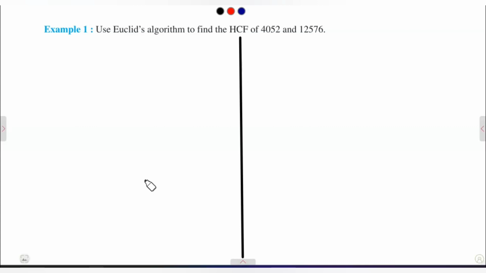Hello everyone. In my previous video, we discussed Euclid's division lemma, theorem 1.1. In connection to that, today let us do some example questions based on this Euclid's division lemma. This Euclid's division lemma is often called Euclid's algorithm also, as lemma and algorithm are closely related words. You can use algorithm instead of lemma.